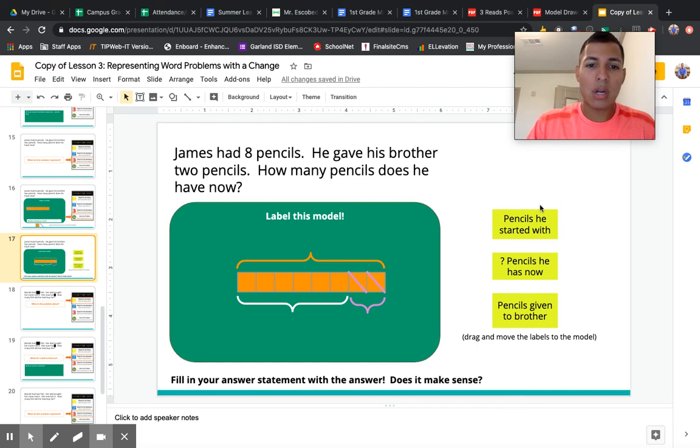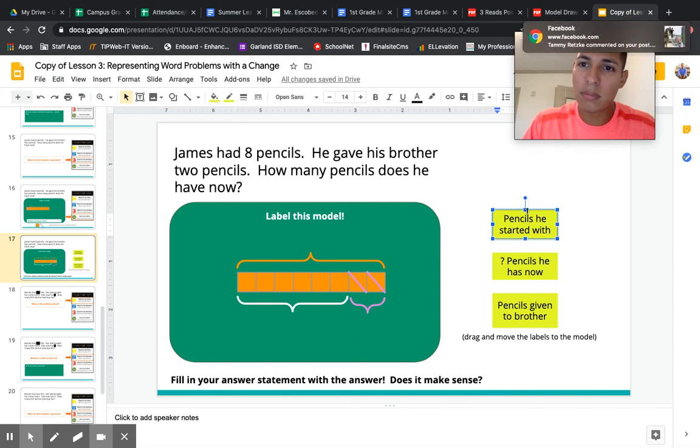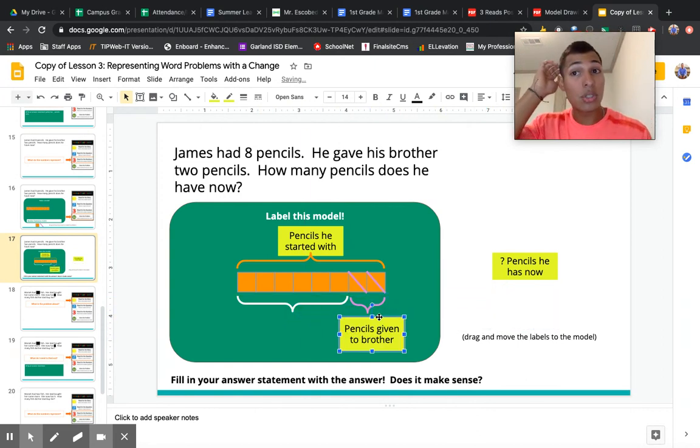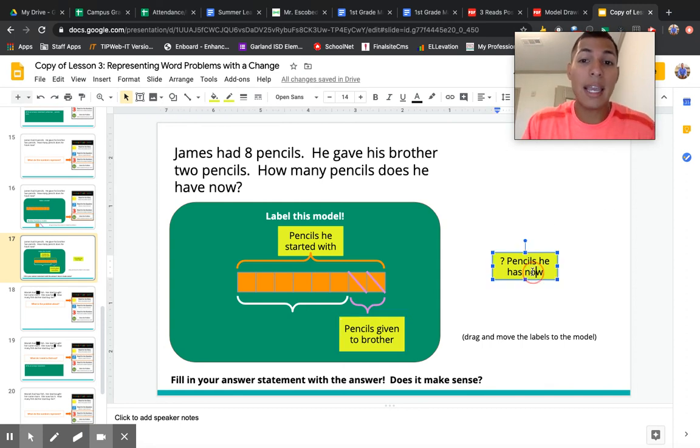Now we're going to use our answers right here. We're going to put them in our model to make this model make sense, right? So let's hear for the pencils he started with. How many pencils did he start with? We know 8, right? He started with 8. It has to go up here. There's no other place for it to go. Can't go at the bottom, right? Because these are all 8 right here. So all 8 pencils, okay? Pencils he gave to his brother right here. I like this one. How many pencils did he give to his brother? Did he give him 6 or did he give him 2? 2, right? 2, because 6 was how many he had now.